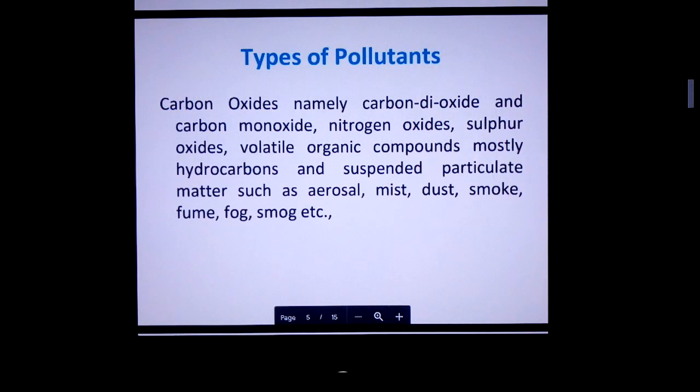Types of pollutants. Pollutants are mainly solids, liquids, gases, anything it can be. So here we are talking about air pollution. In the air, mainly these are the pollutants we come across: carbon oxides, namely carbon dioxide, carbon monoxide, nitrogen oxides, sulfur oxides, volatile organic compounds, mostly hydrocarbons. You know about hydrocarbons? They are generally released by our air conditioners, refrigerators, like that. Then suspended particulate matter, such as aerosol, mist, dust, smoke, fume, fog, smog, etc.